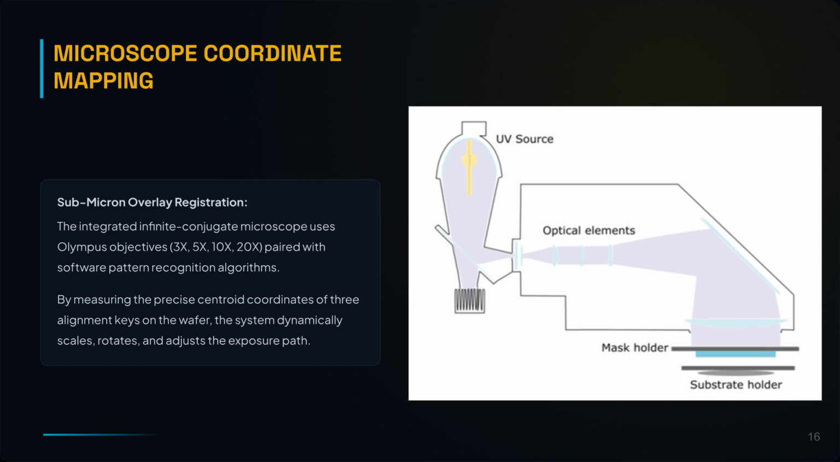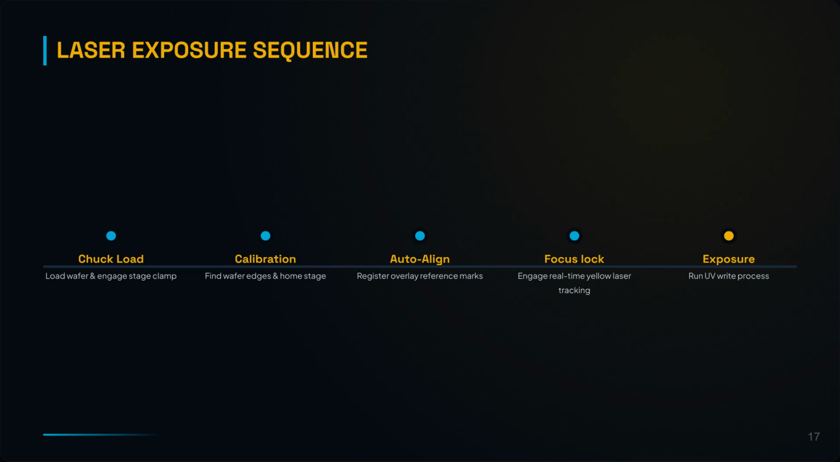The system uses an integrated infinite-conjugate microscope with Olympus objectives, paired with software algorithms to recognize patterns and perform submicron overlay registration. By measuring the precise centroid coordinates of 3 alignment keys on the wafer, the system can dynamically scale, rotate, and adjust the exposure path to match the substrate.